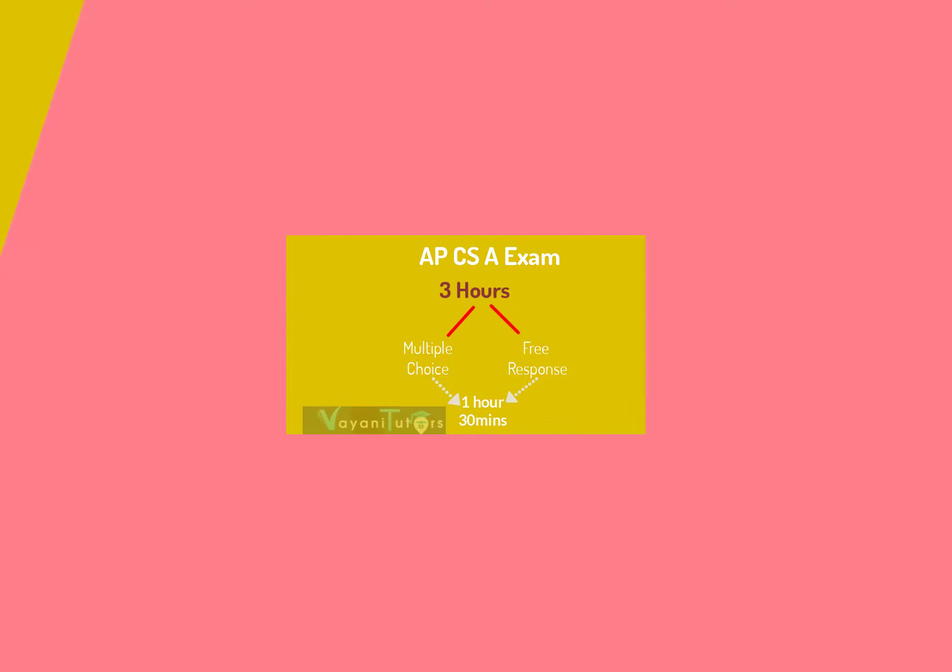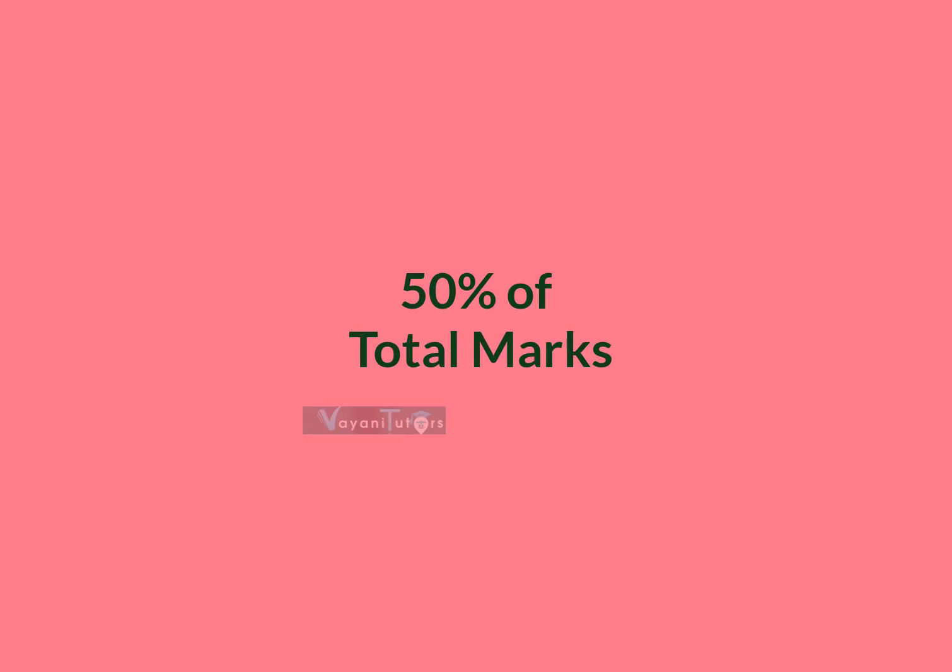The first part has 40 multiple choice questions and the second part has 4 free response questions where you have to write Java code by hand. Each part is worth 50% of your grade. During the exam, you will have access to the APCSA Java Quick Reference Sheet.